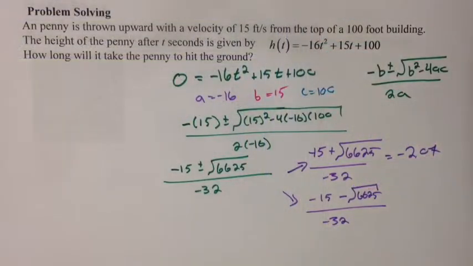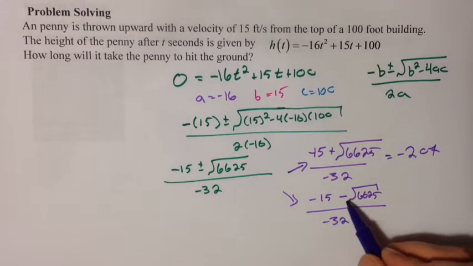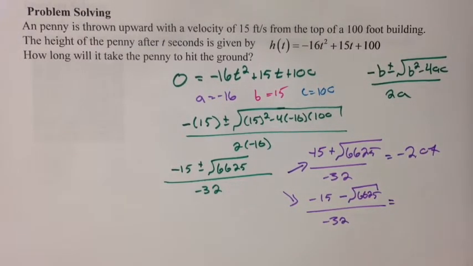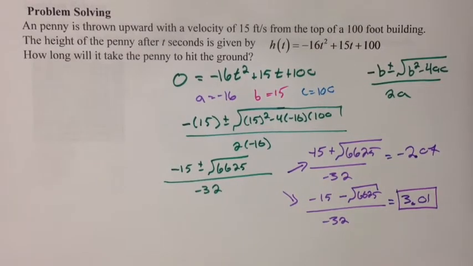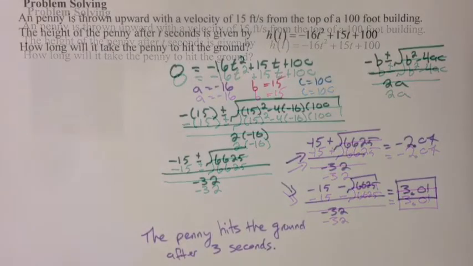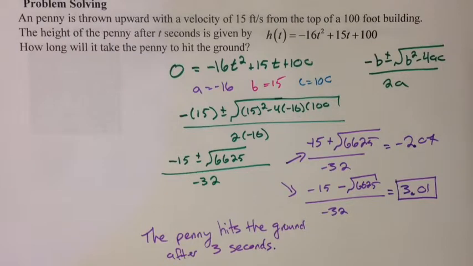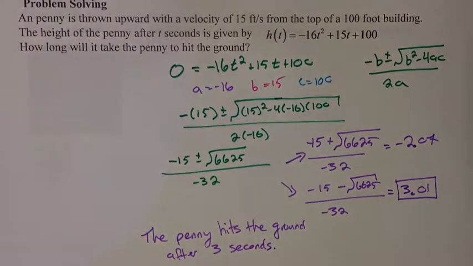When I do this again with negative 15 minus the square root of stuff, I end up with 3.01. Now the penny can only hit the ground at one time. Which one do you think it is? -2 seconds or +3 seconds? Time only moves forward as far as we've been able to make it go, so our answer is going to be 3 seconds. Answering with a complete sentence, I will say the penny hits the ground after 3 seconds.